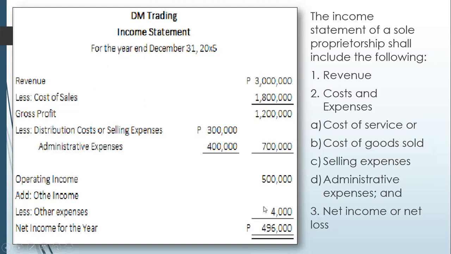So, sa revenue na 3 million, meron po tayong natira na 496,000. Ito yung net income natin, after nating i-less lahat ng expenses natin. So, kumita tayo. Okay? So, dyan yung makikita kung kumita kayo or hindi. So, yun lang yun. Ang importance ng income statement.